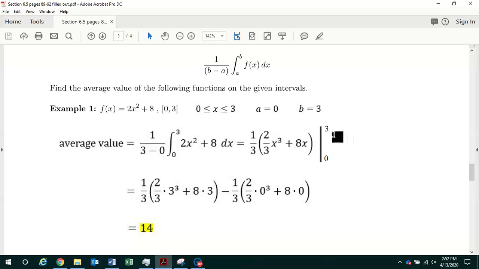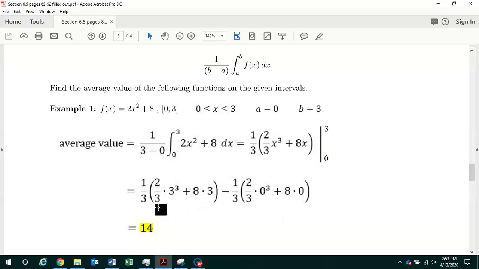So now we plug in the upper limit of integration for x, and we have 1/3 times the quantity 2/3 times 3 cubed plus 8 times 3. Then we subtract and put in the lower limit of integration, and we have minus 1/3 times the quantity 2/3 times 0 cubed plus 8 times 0. Well, this in parentheses is just equal to 0, right? This first term is going to equal 0. This term is going to equal 0. 0 plus 0 is 0. Minus 1/3 times 0 is 0.